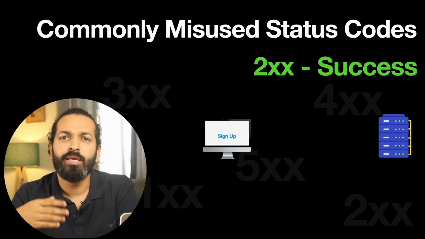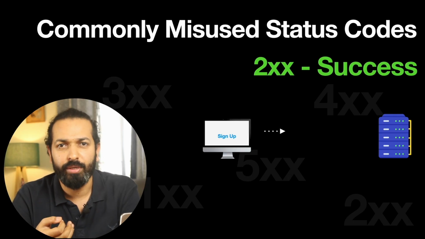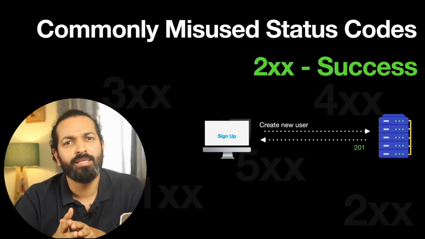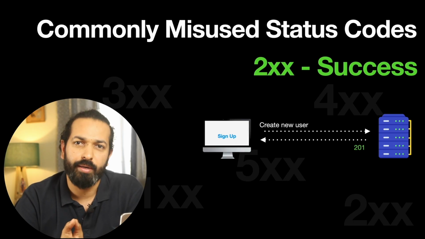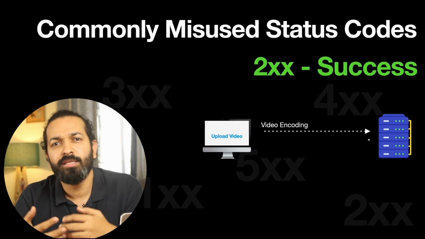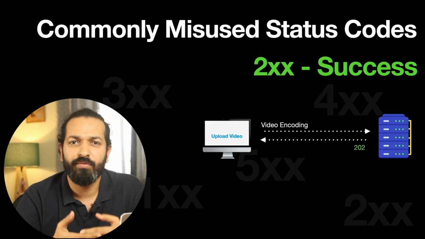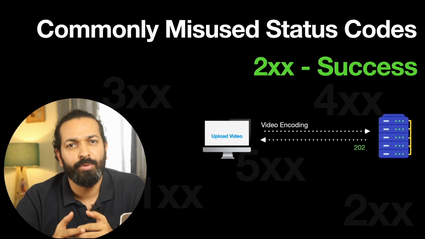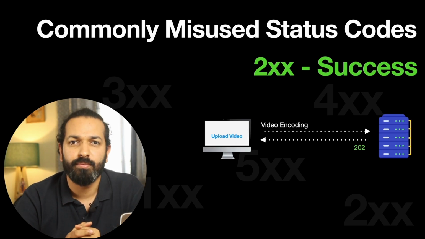But if a user is being created, it's a POST request with which a new entity is being created in your database, it's a 201, not 200. Similarly, if it's asynchronous processing, let's say the user has uploaded a video through your service and it is being encoded, it should return 202 in this case, that the request has been accepted, but it's not 200.